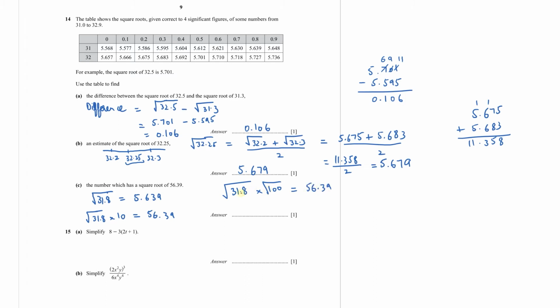So now both numbers have square roots, so I can write them under the same square root. 31.8 multiplied by 100, whole square root, is 56.39. So basically when I brought this 10 inside, I had to take the square, which is 100 in this case. So 31.8 multiplied by 100 will be 3180, square root equals 56.39. So now you know that the square root of 3180 is 56.39. So the answer will be 3180.